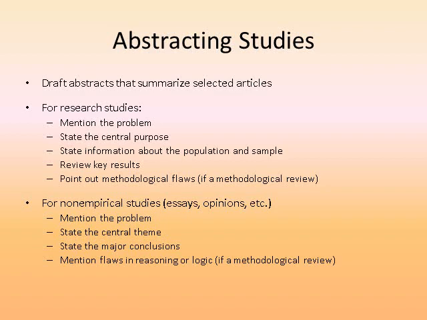Once you find the literature you want to use, you want to create abstracts of them. You will draft abstracts that summarize the selected articles. For research studies, you want to make a list of what the problem is and the central purpose of the research. You want to state information about the population and sample, review the key results, and point out the methodological flaws in the research. You might also want to look at the limitations of the research.